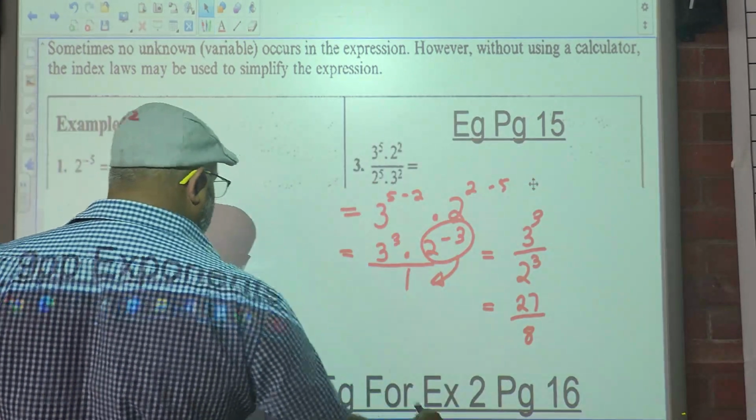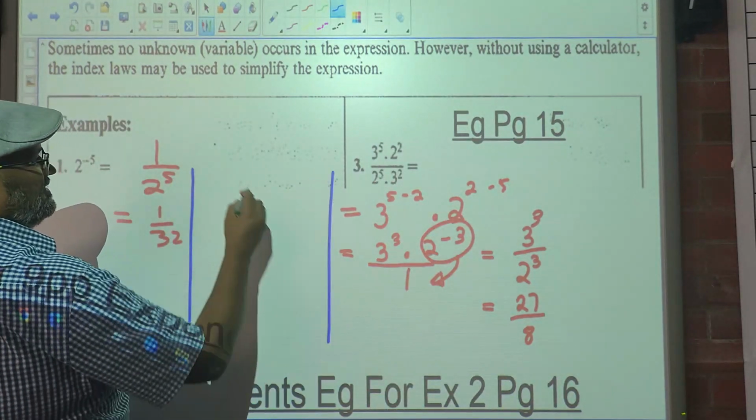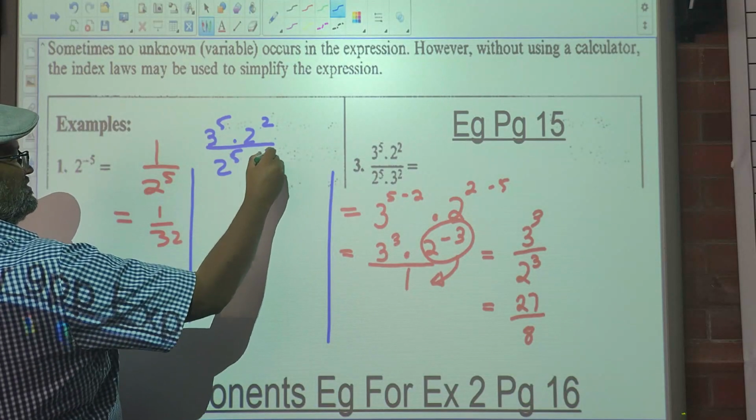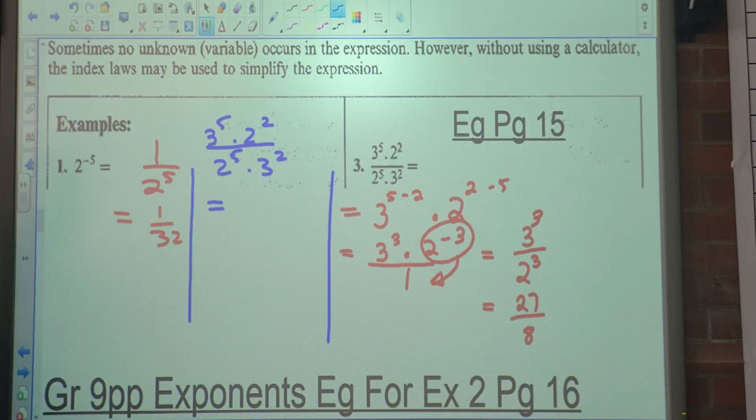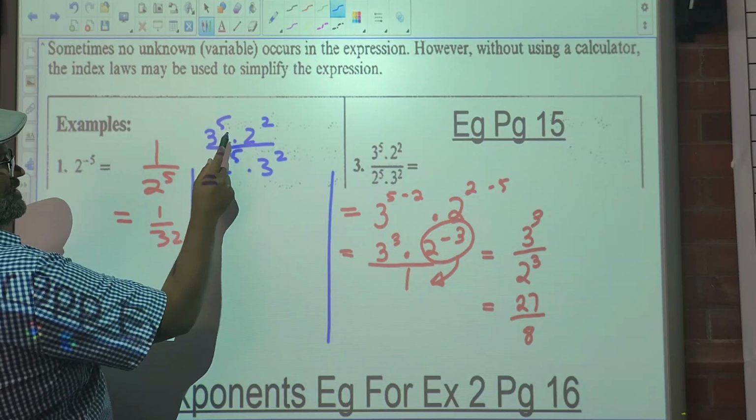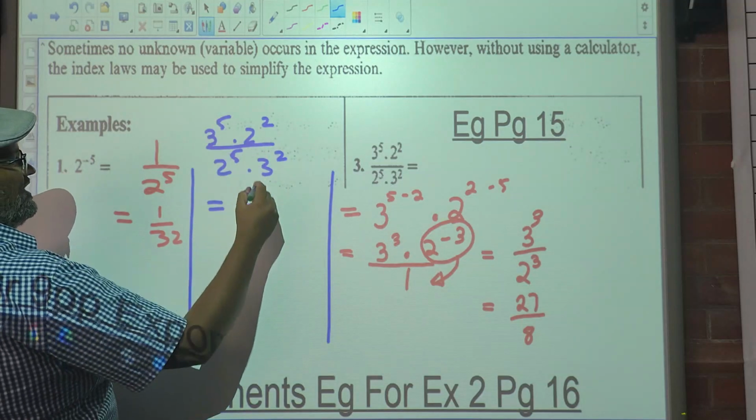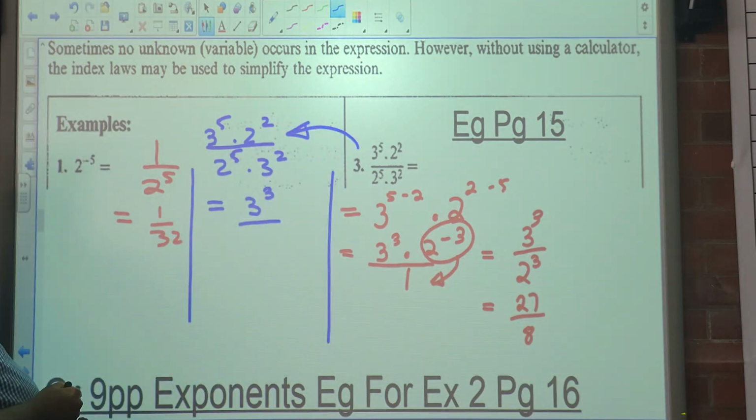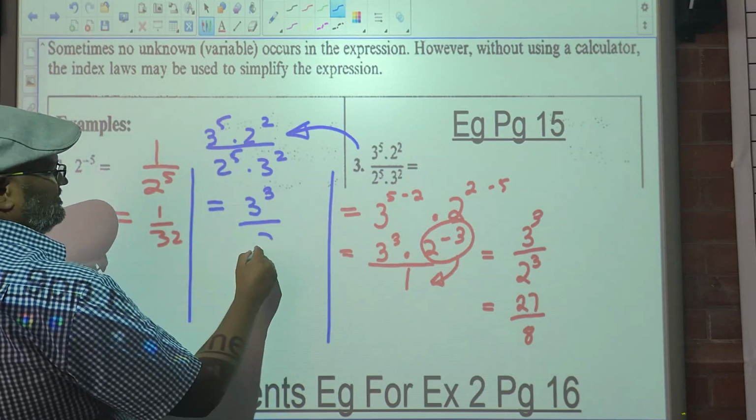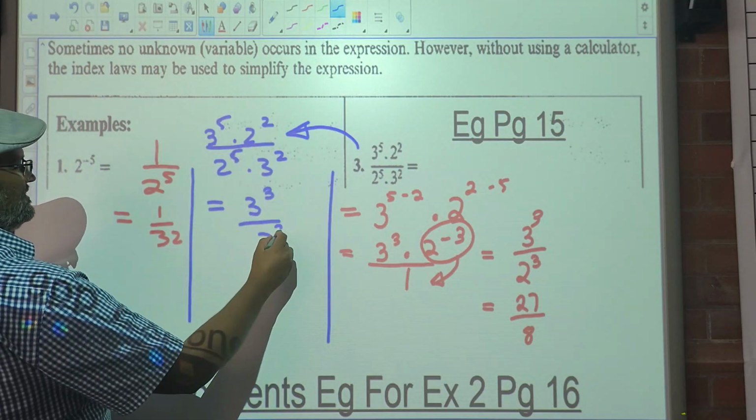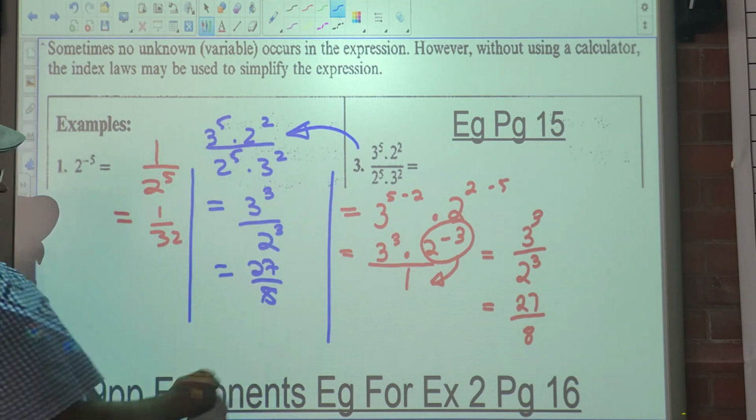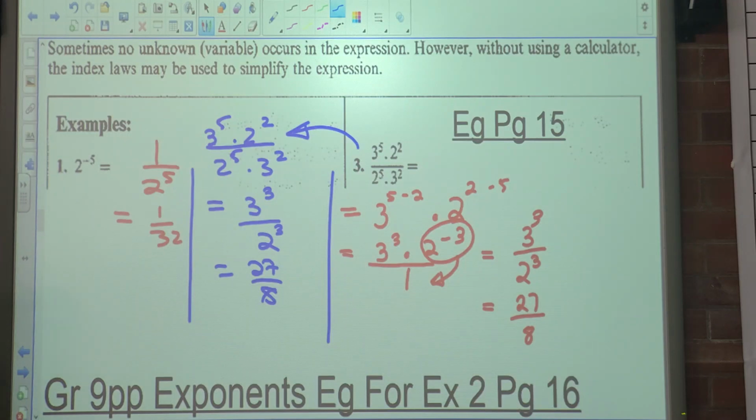Otherwise, you could have asked yourselves, okay, if I got 3 to the 5 times 2 squared over 2 to the 5 times 3 squared, where's there more 3's? On top or at the bottom? On top. So it will be 3 to the 5 minus 2. What's 5 minus 2? 3 over. Where's there more 2's? Bottom. And then 2 to the 5 minus 2 is? What's 3 cubed? 27 over. Okay. Either way would be fine.